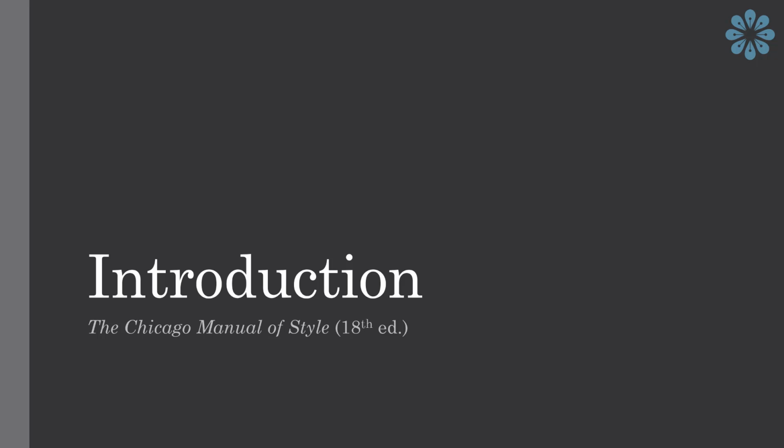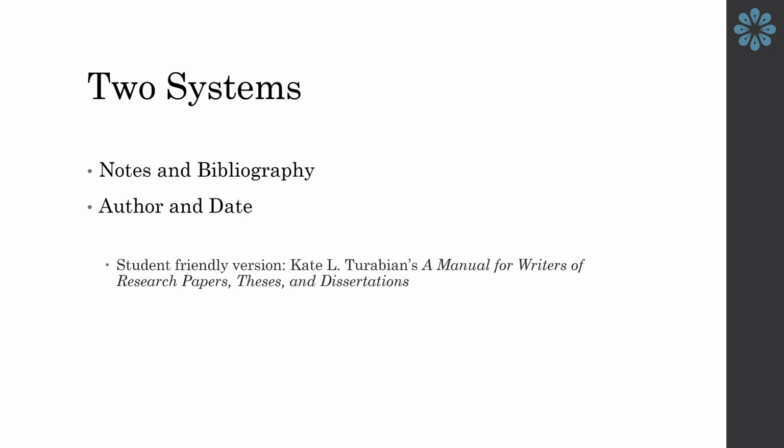The Chicago Manual of Style provides citation advice for students in the humanities and social sciences. This video provides a quick introduction and overview of this style guide. First of all, Chicago is known primarily for its notes and bibliography system, where writers use detailed footnotes or endnotes in combination with a final bibliography.